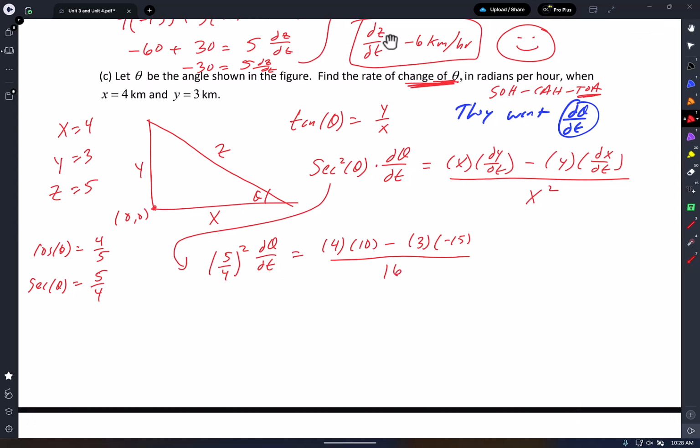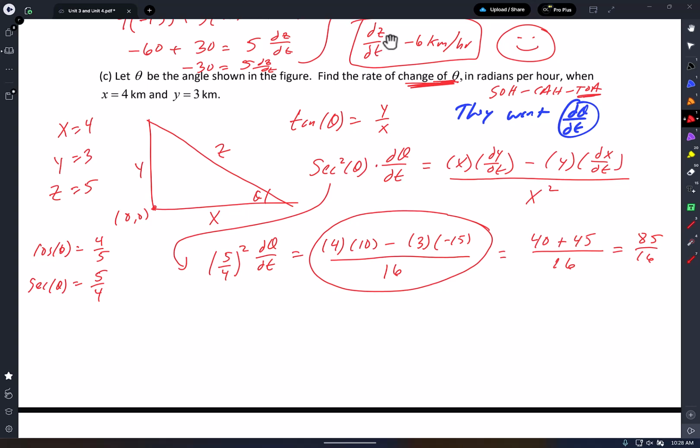So let's see what I get with just this part right here. Okay, 4 times 10 is 40. And then 15 times 3, 15, 30, 45. So minus a negative, so plus, over 16. So 40 plus 45, that's 85 over 16. Okay, I'm going to leave it like that. I don't see any issues with that.